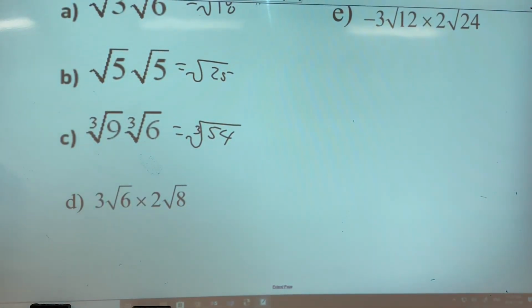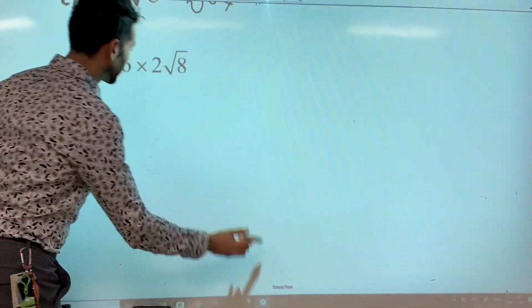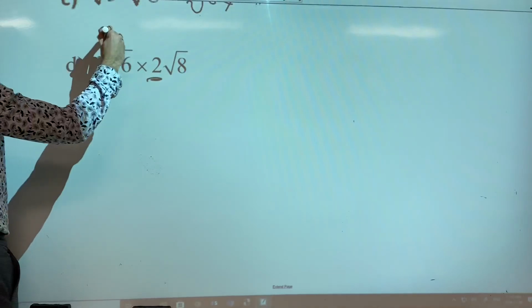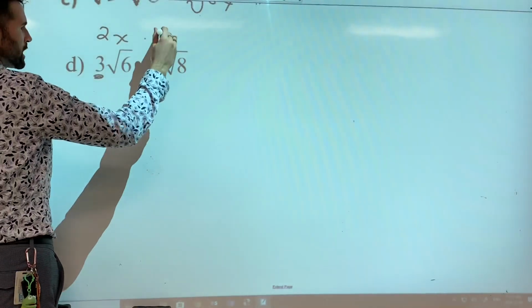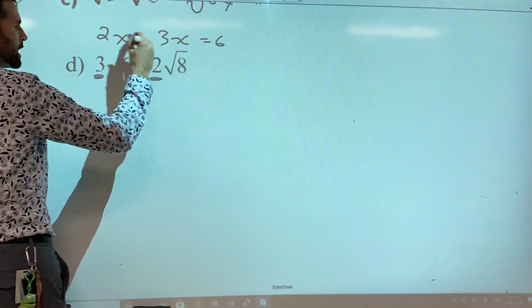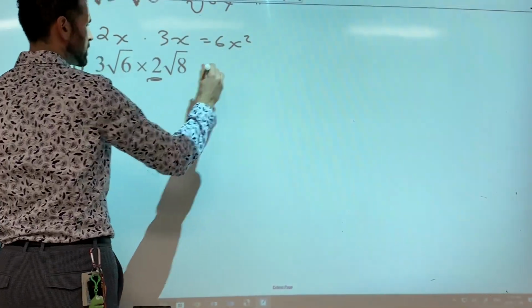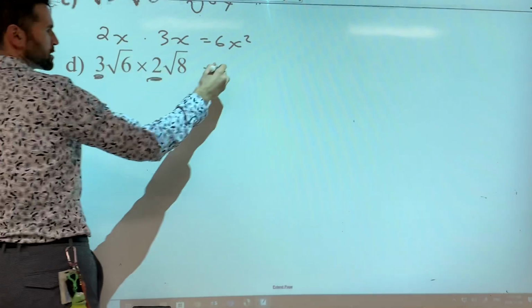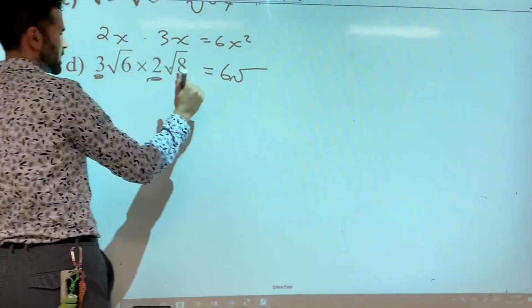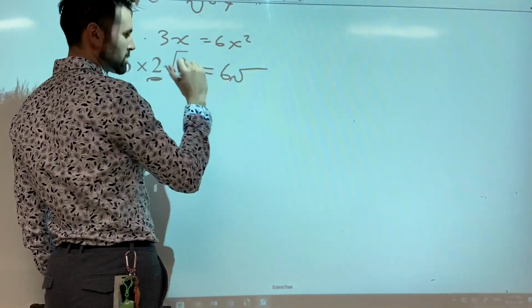Now, in a situation like this, where you're multiplying them, you multiply the coefficients. So this would be similar to having 2x times 3x. You would go 2 times 3 is 6, x times x, x squared. In this case, it's radicals. You go 3 times 2 is 6. And then because they have the same index, you can go 6 times 8, whatever that is. What's 6 times 8? 48.